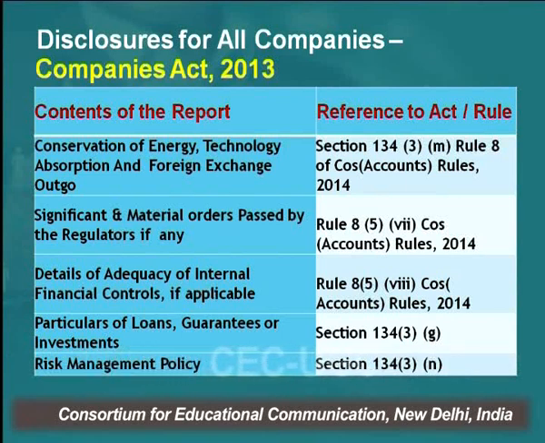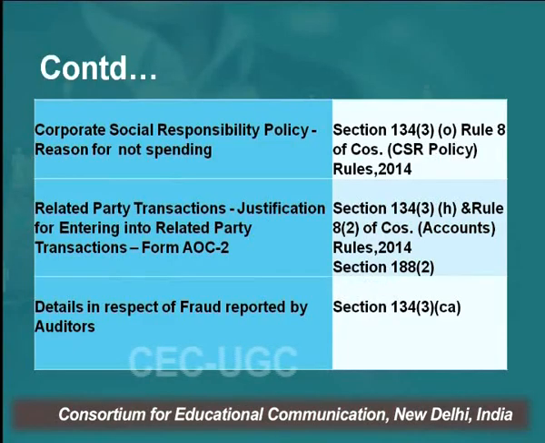Details of adequacy of internal financial control, if applicable: if you are saying it is adequate, you have to provide details of what the ground is, what the risk management policy is, what the risk mitigation policy of the company is. You have to report that as per section 134 subsection 3 clause N. You have to report regarding the guarantees, loans or investments if you have made. So these are the sections which stipulate you to prepare the report in this way.